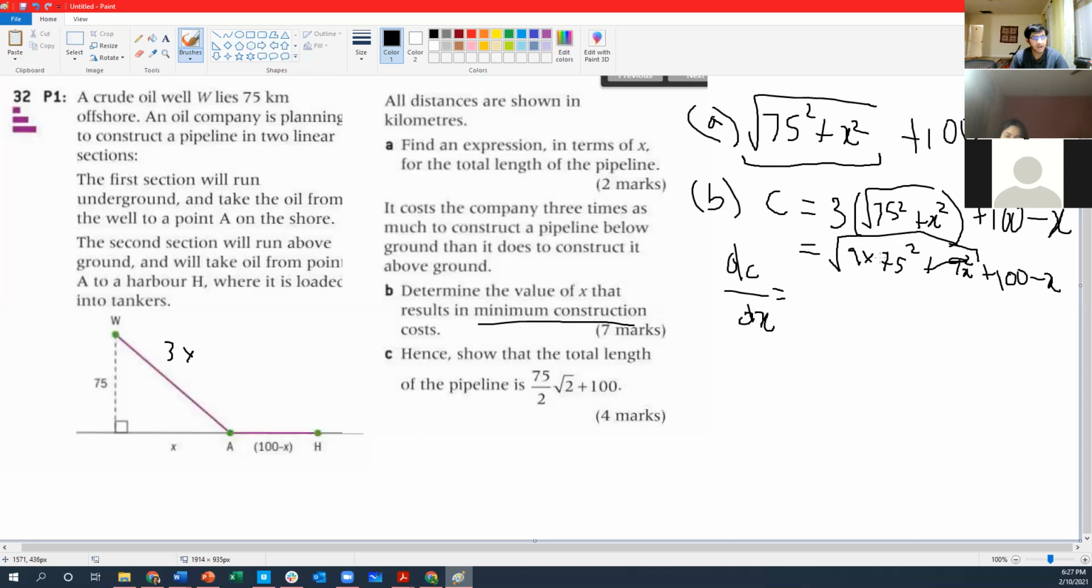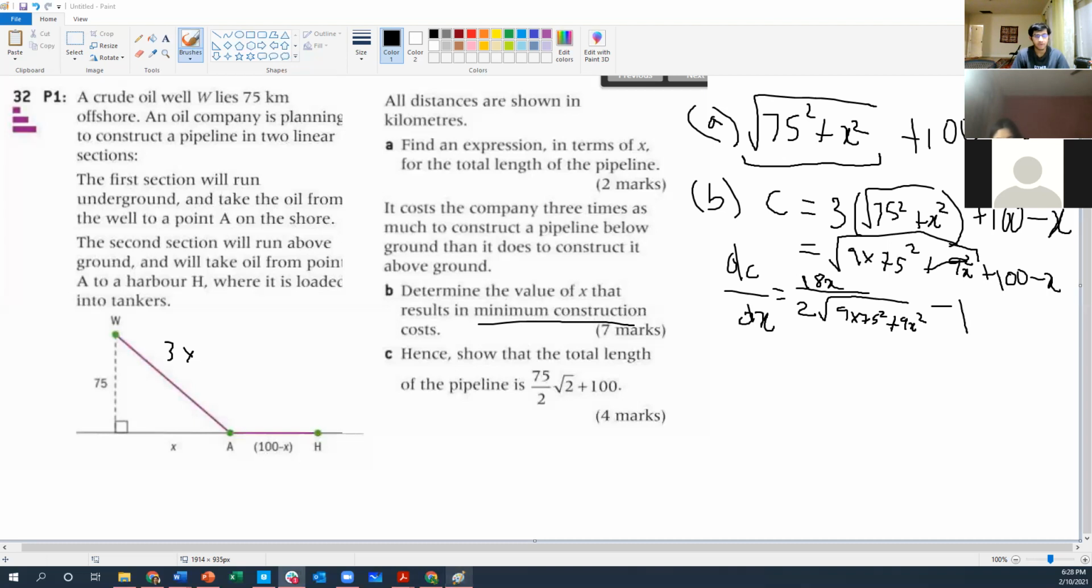So the derivative of the radical portion is going to be 1/2 times whatever's inside to the negative half. So this will be a square root in the denominator, and then you'll have the 9 times 75 squared plus 9x squared in the bottom. Then you'll have the derivative of the inside function, which is just 18x, so you can put 18x on the top here. And then we have plus 100, which is a constant, then minus x, whose derivative is just minus 1, so we don't need to worry about that.